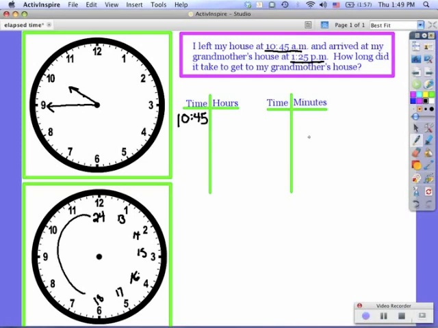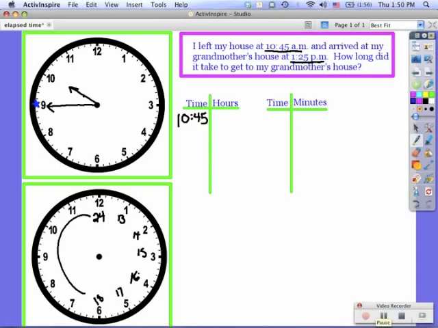So let's look at the first strategy, which is the clock. And if I were to move the hands in increments of 5, I'd like for someone to come up and explain what that would look like as the clock was moving around, the hands were moving.